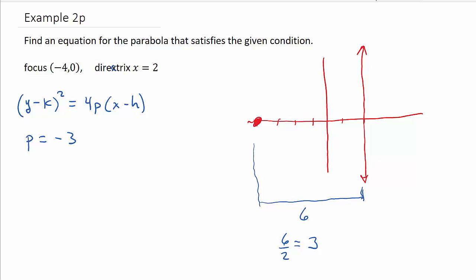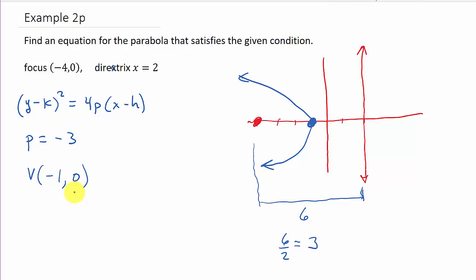So we know we're going to go 1, 2, 3 units, right? That's the 3 units. See? 1, 2, 3. And then 1, 2, 3 units to the directrix. And our parabola would look something like this. Well, we've got p. What's the vertex? Well, the vertex is -1, 0. That would be -1, 0.